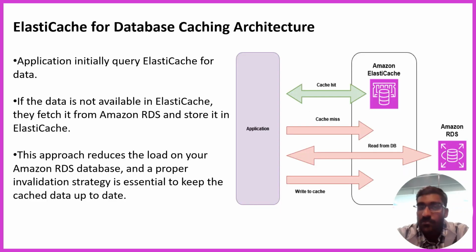Next, ElastiCache for database caching architecture. In this architecture, your application first queries ElastiCache for data. If the requested data is not available in ElastiCache, then it will retrieve it from Amazon RDS and store it in ElastiCache for subsequent requests. This approach effectively reduces the load on your Amazon RDS database. To ensure that the cache data remains up to date, a proper invalidation strategy is essential, ensuring that only the most current data is stored in ElastiCache.